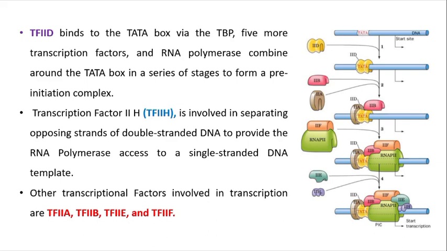So first TF2D binds to the TATA box, and only then are all the other transcription factors bound here. Transcription factor 2H, TF2H, has a specific role: separating the opposite strands of the double-stranded DNA. Like in DNA replication, where we know the enzyme helicase. Helicase has a role in unwinding the double helical structure of the DNA. You just get the clue, H, here also H is present.